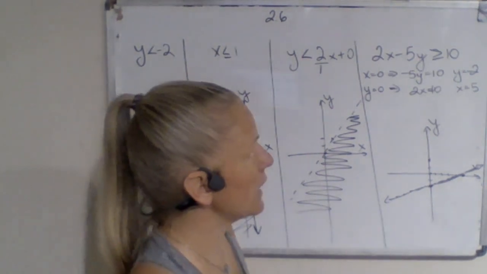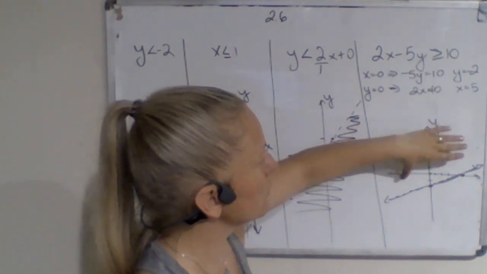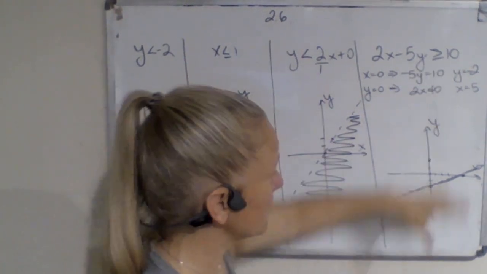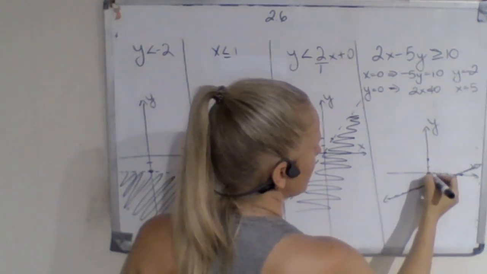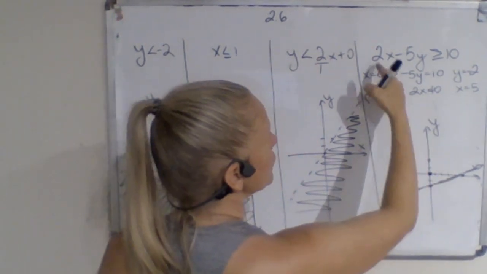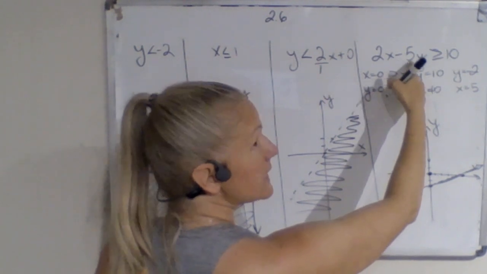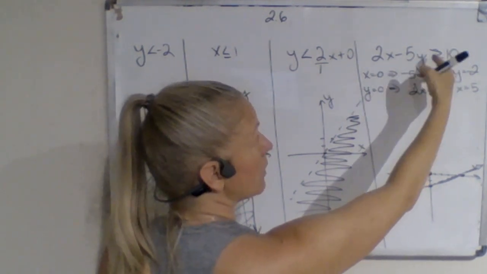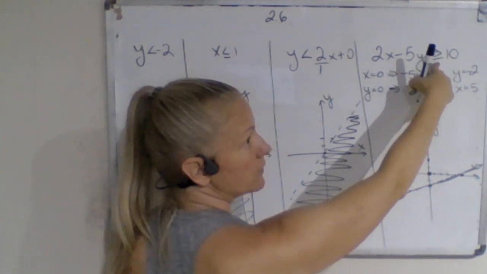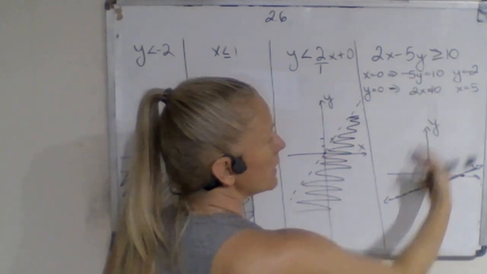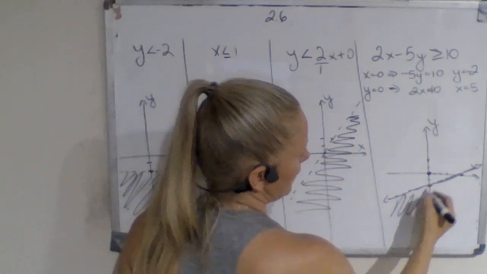Again, I want to know where to shade. And normally, because it's greater than or equal to, we would do it on top of it. But that might be tricky. Let's pick a point. Let's say I'm going to pick the point 0, 0 and plug it in. 2 times 0 minus 5 times 0 will give me 0. Is 0 greater than or equal to 10? No, which means you can't shade on the top. You have to shade on the bottom.